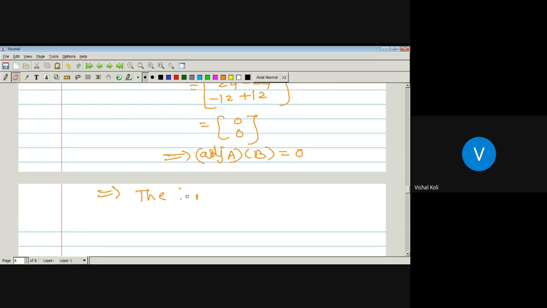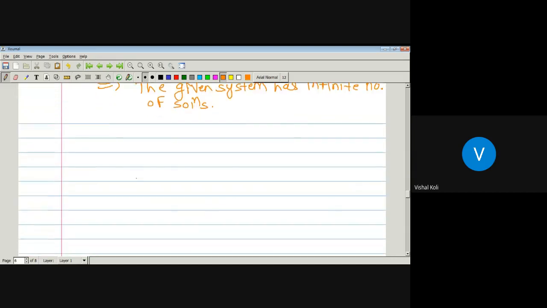The given system has an infinite number of solutions. Okay, which is just by our previous method.